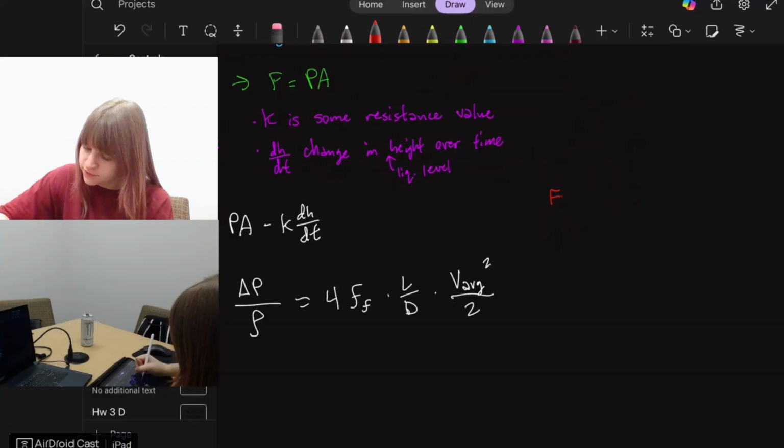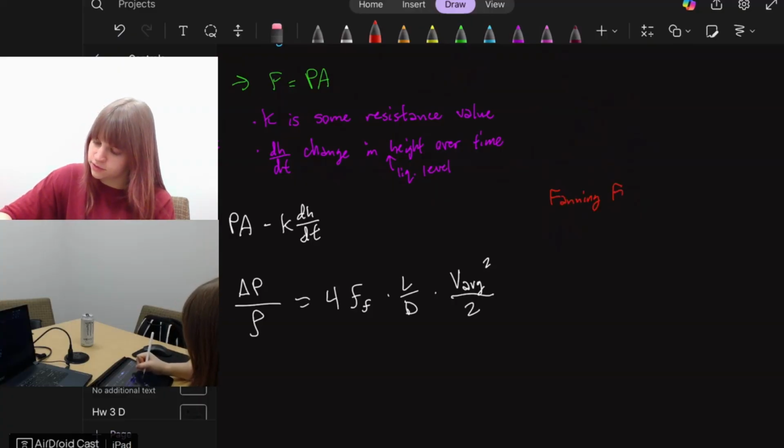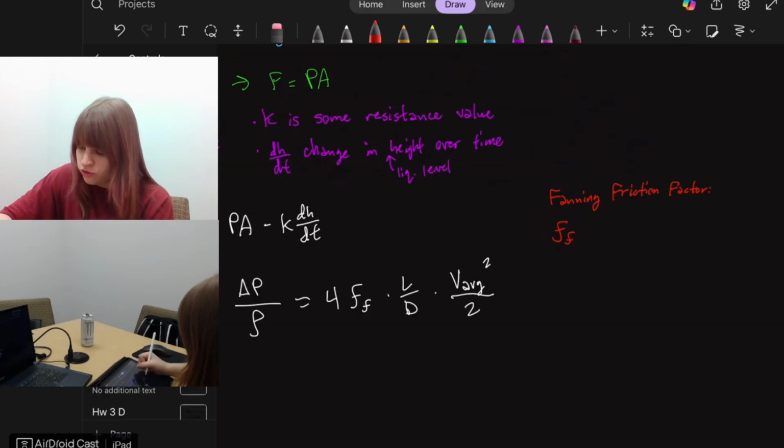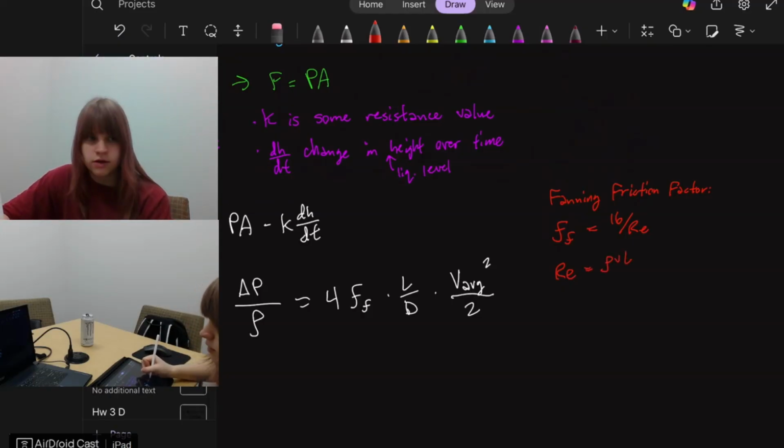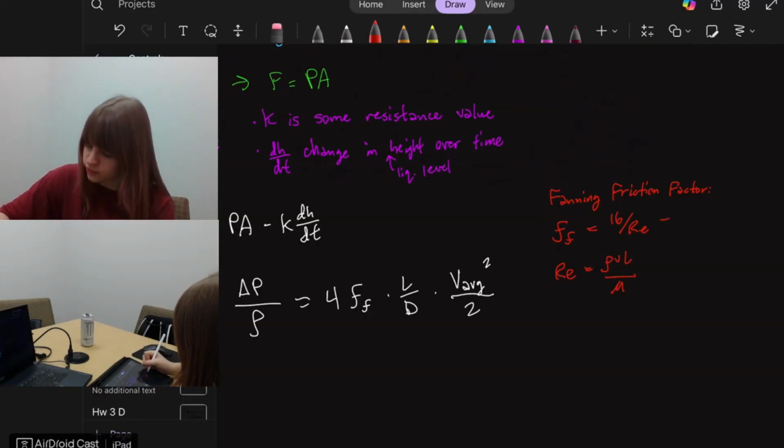The Fanning friction factor, this f sub f, is equal to 16 over the Reynolds number. Our Reynolds number is rho V L divided by mu, so that's the density times the velocity times the length divided by the viscosity. So this would be 16 times mu divided by rho V L.